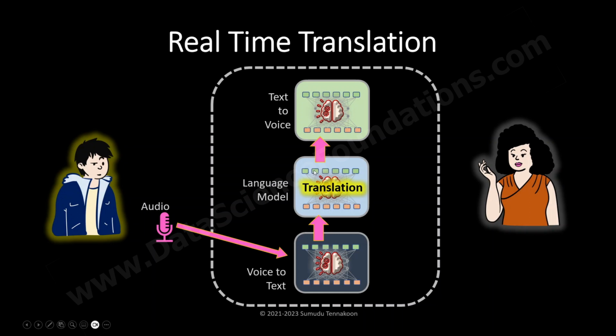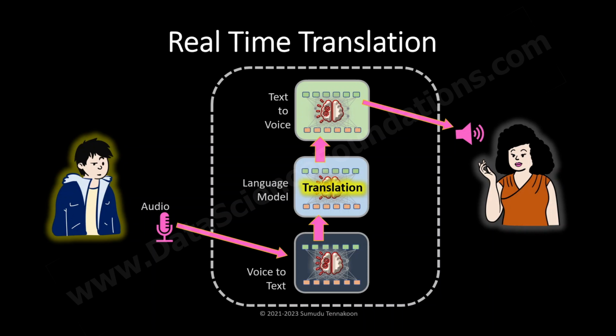In the next step, the translated text will be sent to the text-to-voice model. That model is supposed to take text as input and generate voice or sound, audio, as the output. Then the audio output will be sent to the second user, the user on the right side, who is expecting a translated spoken sentence or the translated conversation.